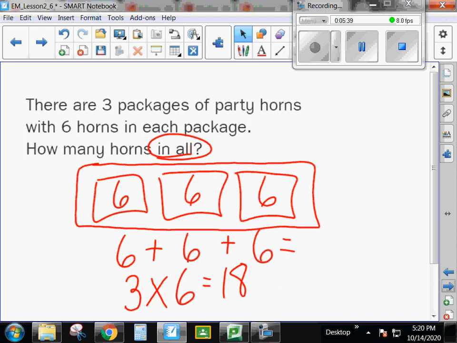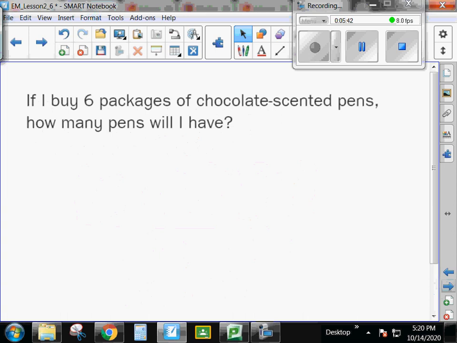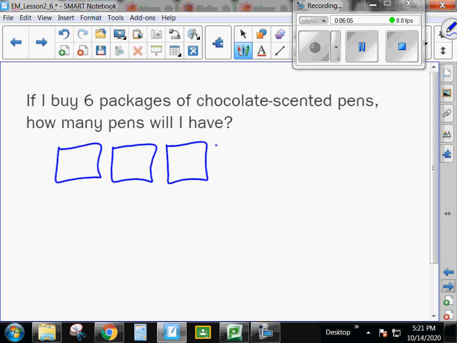All right, let's look at this problem. It says if I buy 6 packages of chocolate-scented pens, how many pens will I have? Well, we're missing some information, aren't we? Hold on a second. Let's draw this out. If I buy 6 packages of chocolate-scented pens, so I buy my 6 packages. Do I have 6 there? There we go. 6 packages of chocolate-scented pens. How many pens will I have?